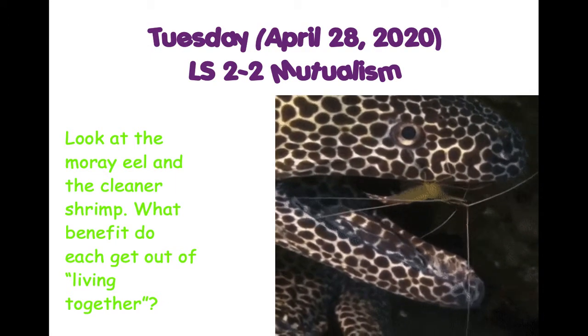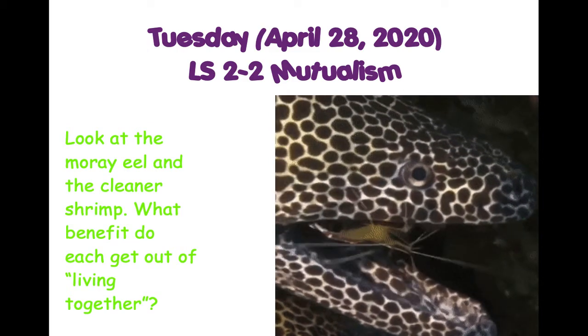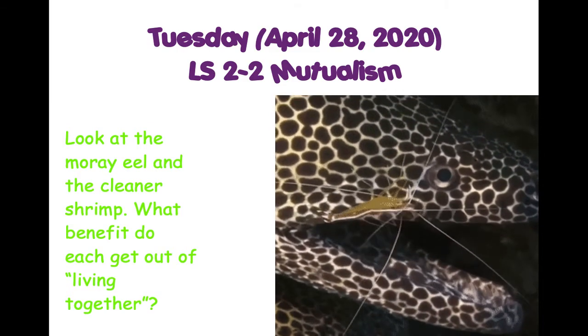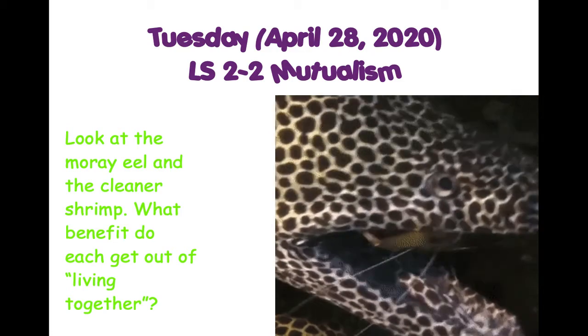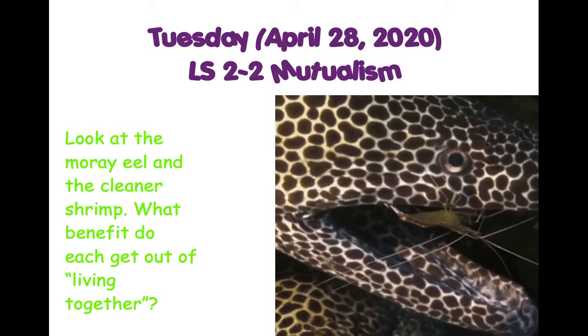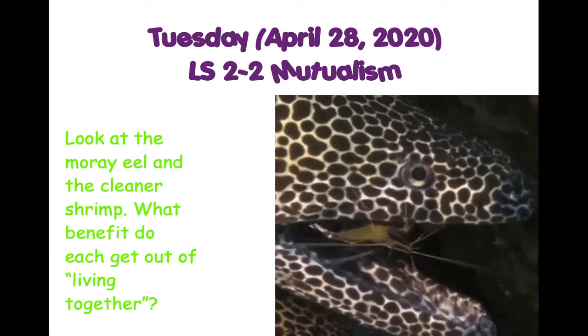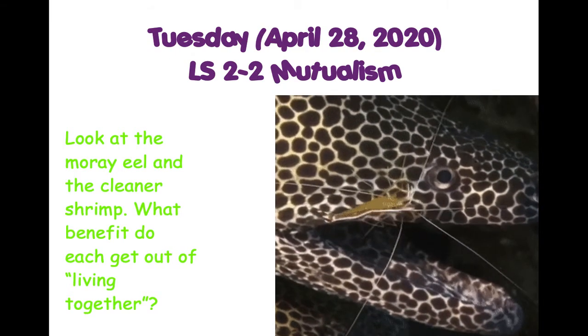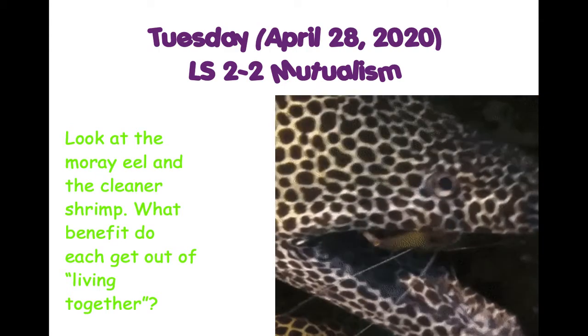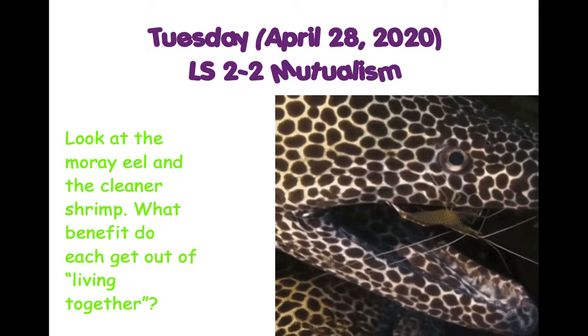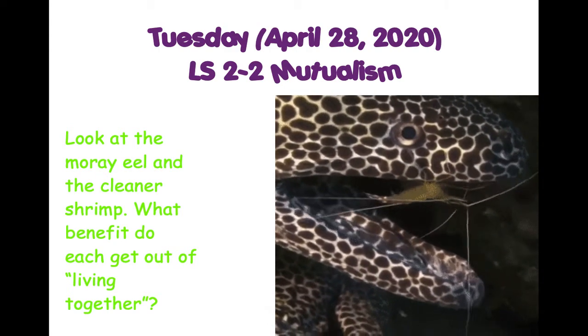Okay, it's Tuesday, April 28th, so we're going to continue on LS2-2. We're going to focus on mutualism today. Okay, so if we'll see here, we have these two creatures. We have a moray eel and we have a cleaner shrimp. Now, normally you would think that the moray eel might want to eat the cleaner shrimp, but that's not the case here. They actually are living together, and in this case, they're actually both benefiting.